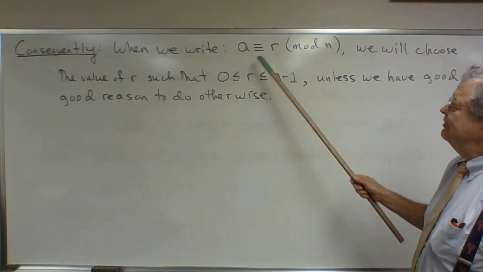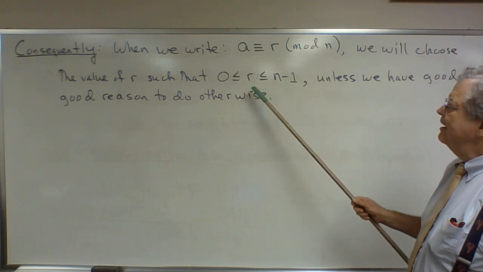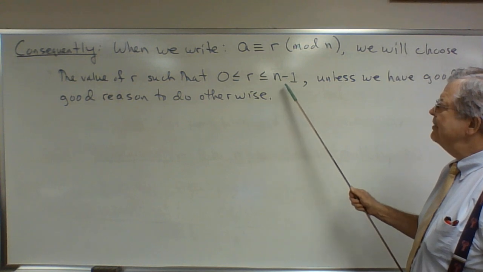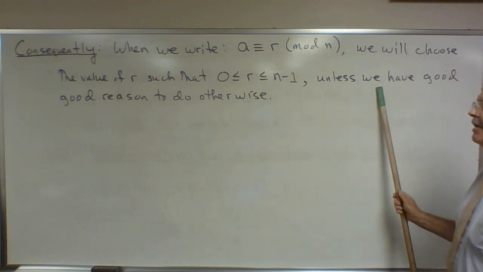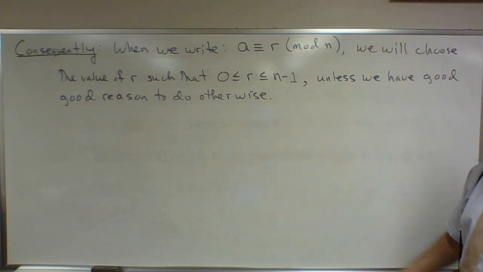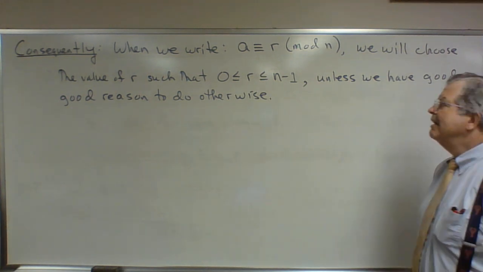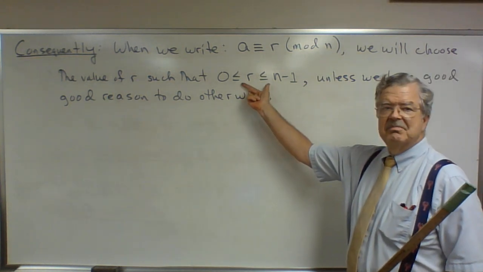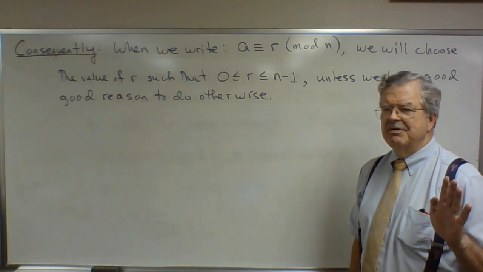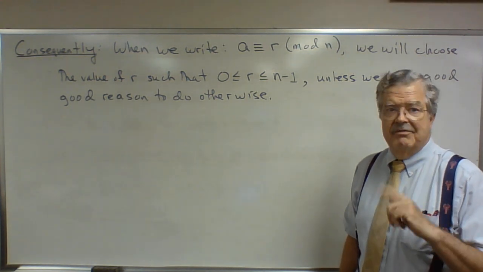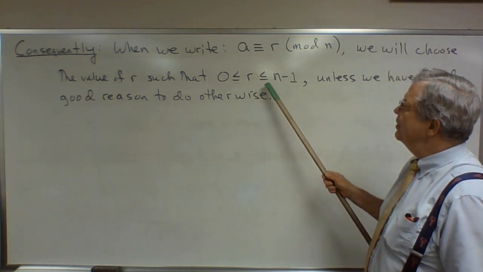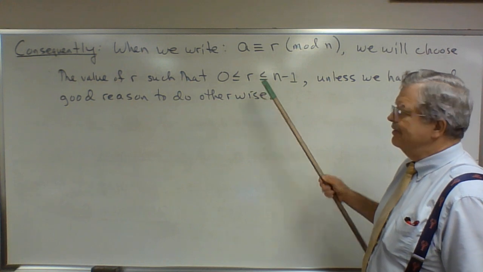So when we write A is congruent to R mod n, R is going to be something between 0 and n minus 1, unless we have really good reason for doing otherwise. See, we could write this some other way, but we shouldn't unless we have a good reason. And sometimes we will have a good reason. But if we don't have a good reason for writing it in a way different than this, this is how we're going to write it.